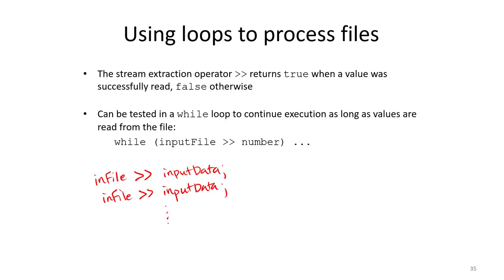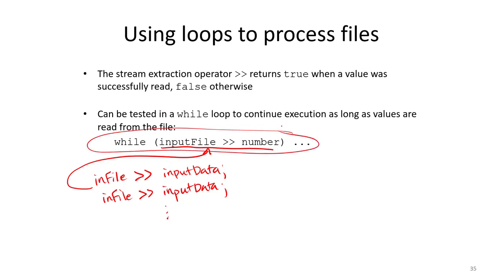It turns out that what we can do is put that file input data inside a while loop. And this is actually a very nice way to use a loop to read a data file. So our stream extraction operator, the thing that cin and infile use, will return true when a value was successfully read. The operator will return false when we have not read a value.